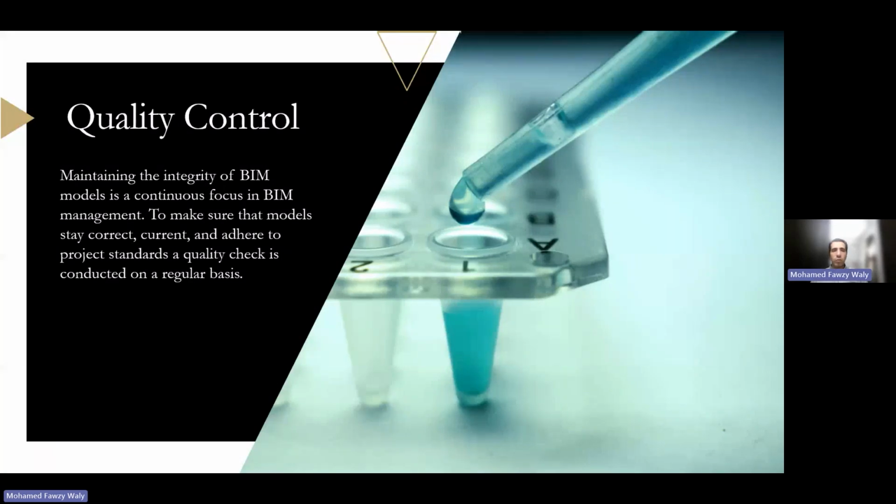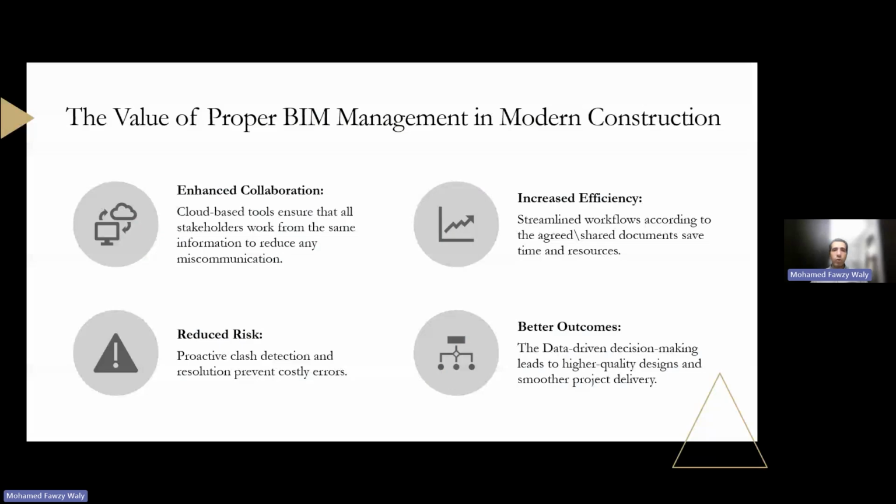So we know now that we have specific roles for BIM management, but what is the value of proper BIM management if we achieve it in our field? First, it's related to enhanced collaboration. With cloud-based tools, it ensures that all stakeholders work from the same information, reducing miscommunication. And this is what we have been listening to for the previous couple of hours: the importance of the data and of exchanging those data, and how to make data exchange easier.